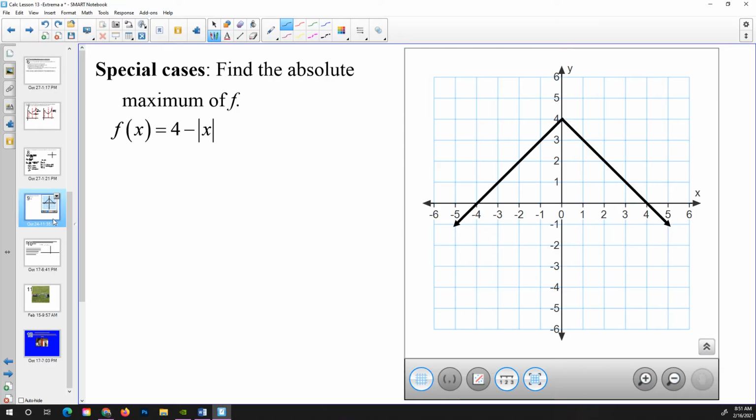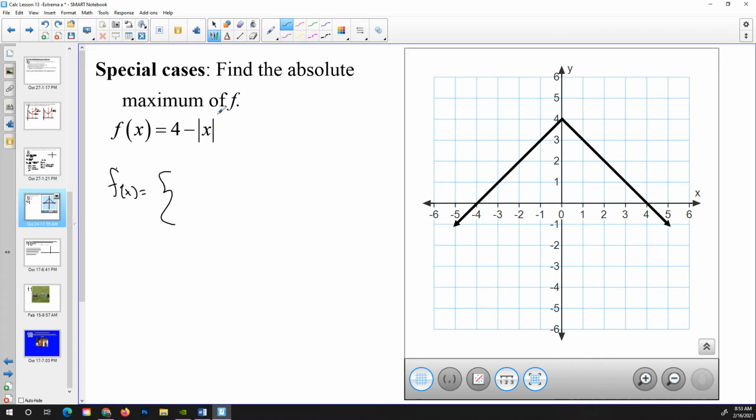Our next example is a special case. It says here, find the absolute maximum of f. Now, f of x equals 4 minus absolute value x is a special case because, remember, f of x equaling 4 minus |x| is actually a piecewise function. And it is the piecewise function in this particular instance because it's going to change at 0, because we have no horizontal shift left or right.